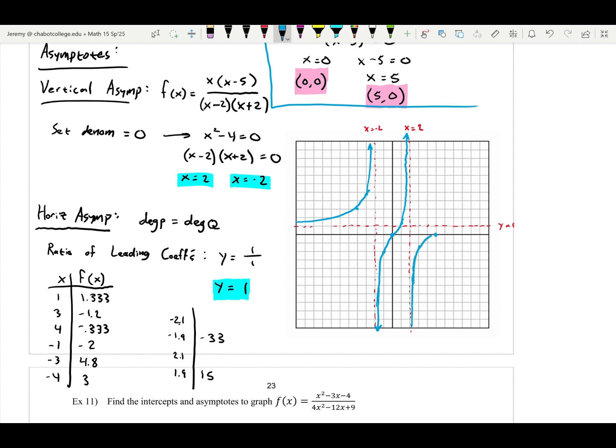And what it looks like is kind of your standard hyperbola. It looks similar to the graph of y equals 1 over x. But we have this branch in the middle that has emerged, which is interesting. It looks kind of like a cubic function almost, that branch in the middle.